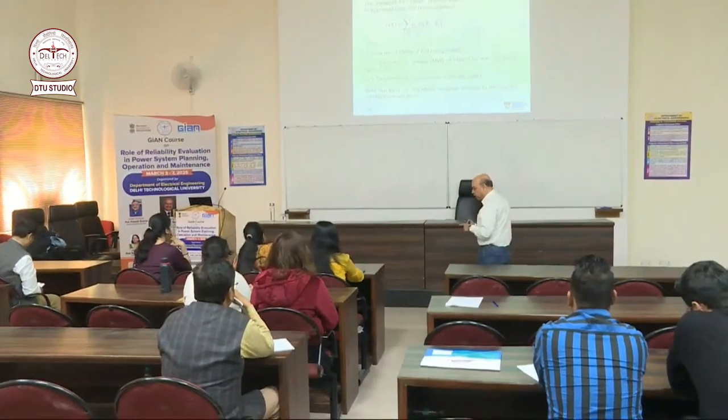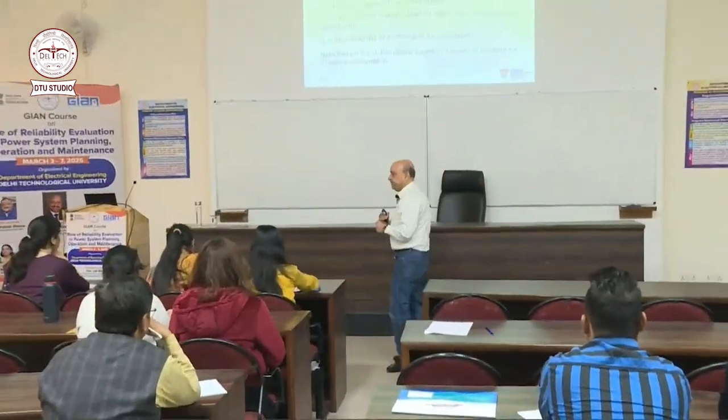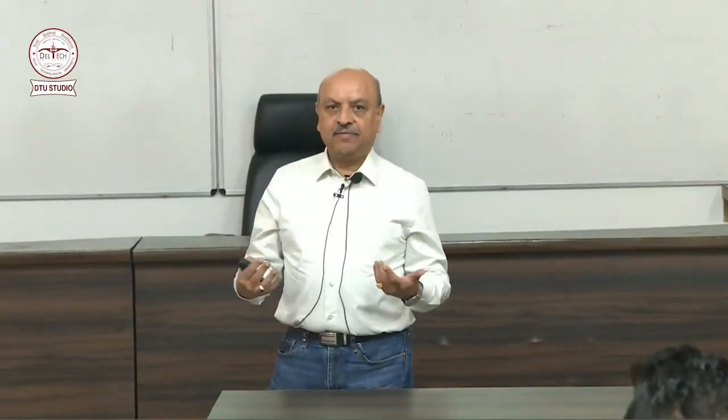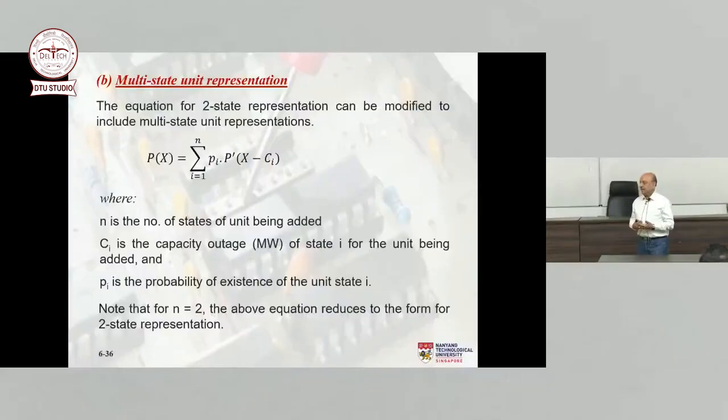So we talked about binomial distribution first, and then we said, okay, maybe the components or the generating units are not identical, then you can't use binomial. So I gave you an example of that as well. And then we said that generators need not exist in two states all the time. So how do we model three-state units? So that's the one that we want to talk about today.